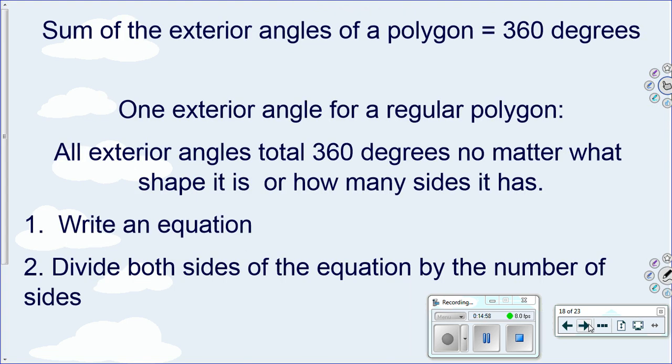My last 2 boxes on my notes say the sum of the exterior angles of a polygon equals 360 degrees. You need to write this down in your notes. One exterior angle for a regular polygon. All exterior angles total 360 degrees no matter what shape it is or how many sides it has. So you first write the equation, and then you divide both sides of the equation by the number of sides to find one of the exterior angles. We're going to do an example. Make sure you copy this down in the bottom left-hand box.